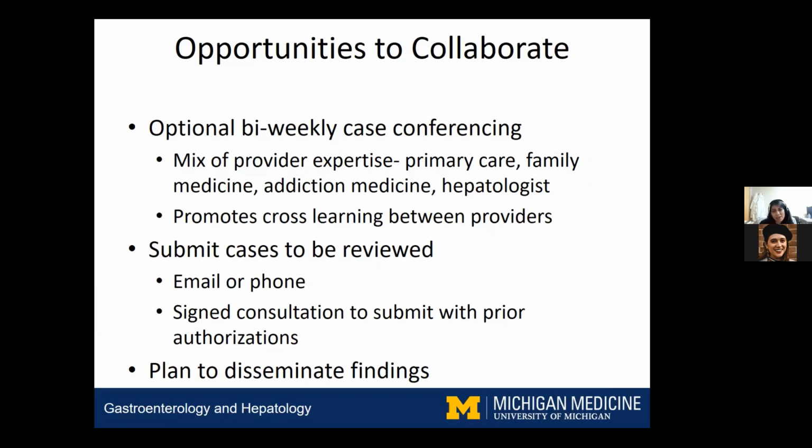And it's really been a mix of providers coming together: primary care, family medicine, addiction medicine, and hepatologists as well. You can always submit cases to be reviewed through this process. Happy to review cases by email or by phone. We actually use a templated form that's really easy to fill out. It's 1 page, and signing a consultation to submit with your prior authorizations, which by and large for your preferred pangenotypic MAVRIT option, you will no longer need. And our plan is to disseminate this finding and this model so that Michigan can really be a role model for other states in terms of where to go with building capacity.